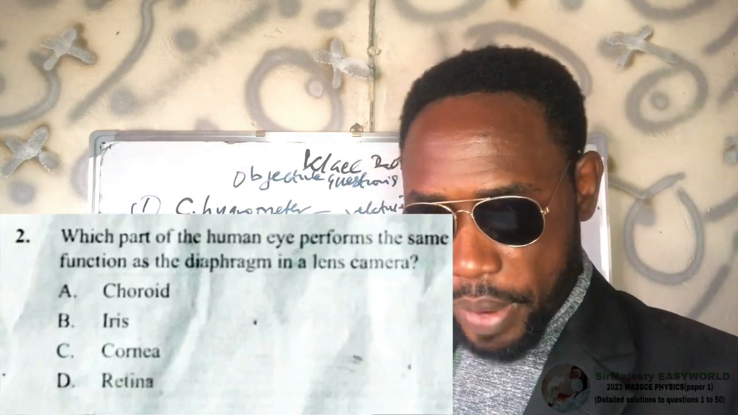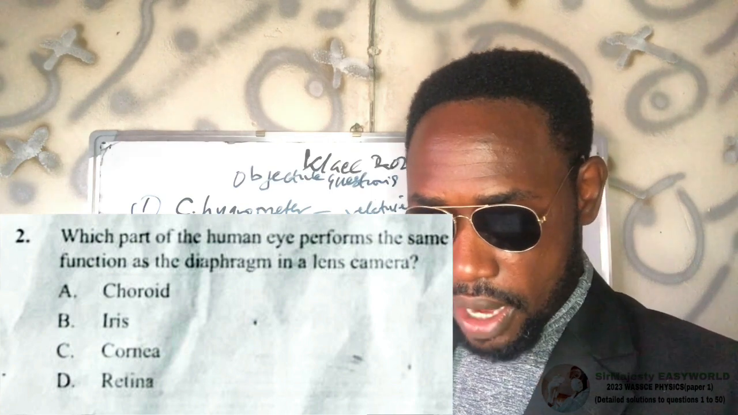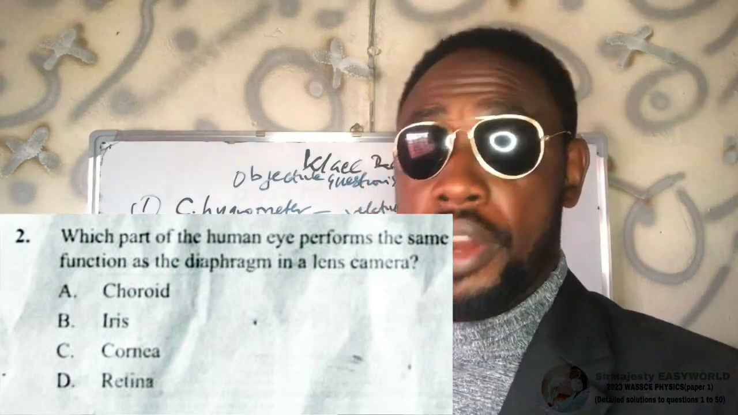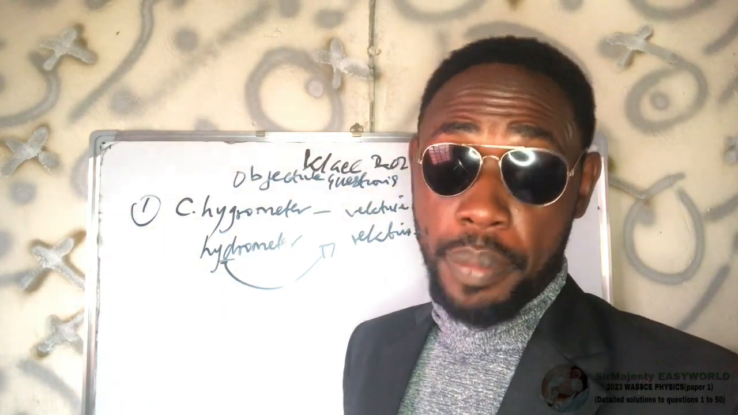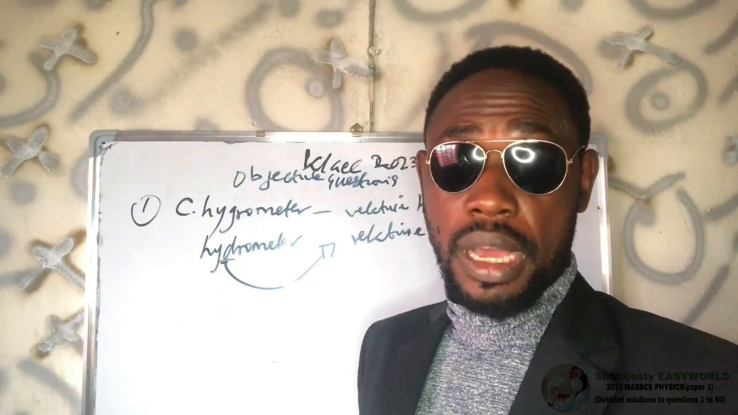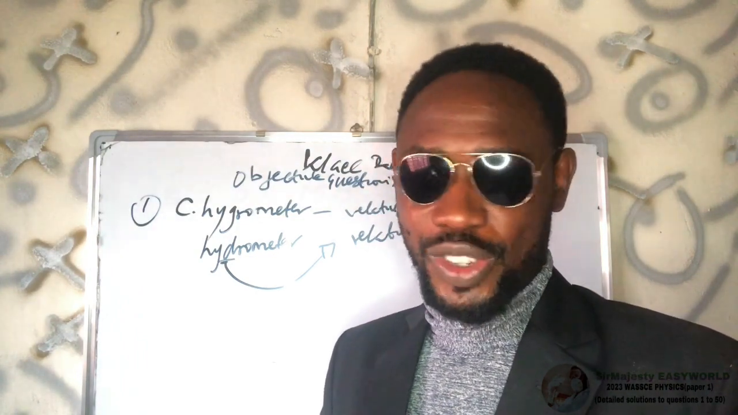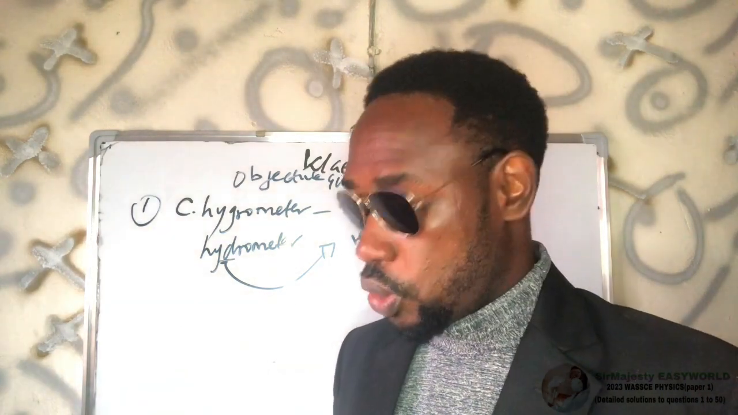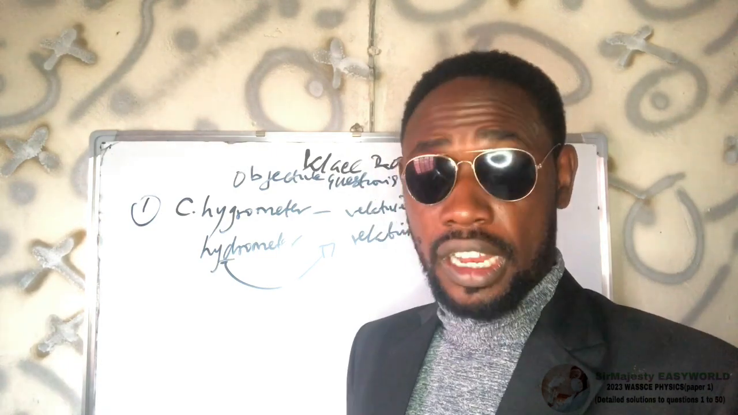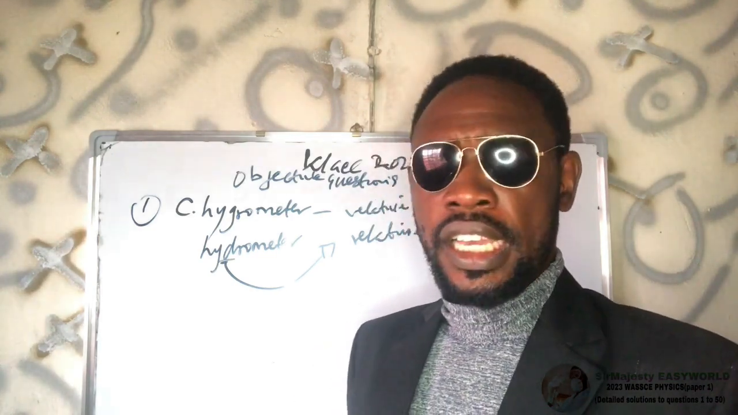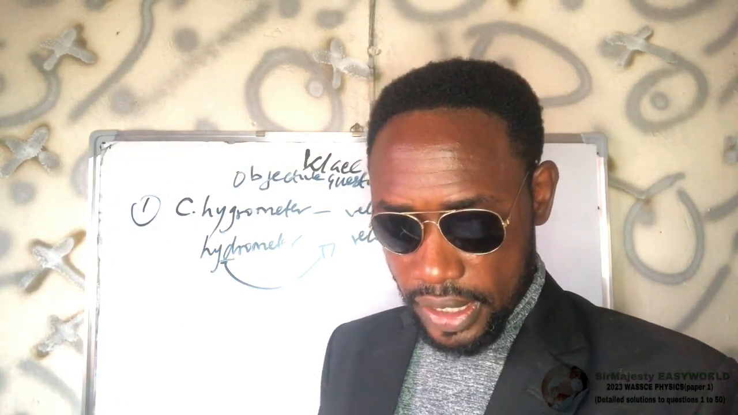Question number 2 says, which part of the human eye performs the same function as the diaphragm in a lens camera? In a lens camera, the diaphragm controls the opening and closing of the aperture, which allows light, controlling the amount of light getting inside the camera. So if you come to the human eye, remember that the camera is analogous with the human eye. It is the iris that performs the same function as the diaphragm of a lens camera.